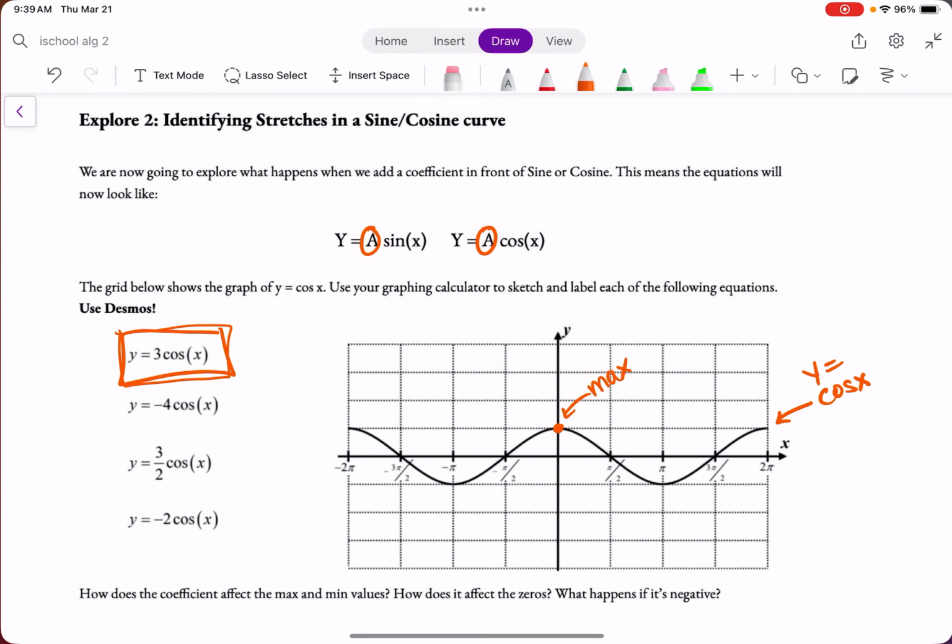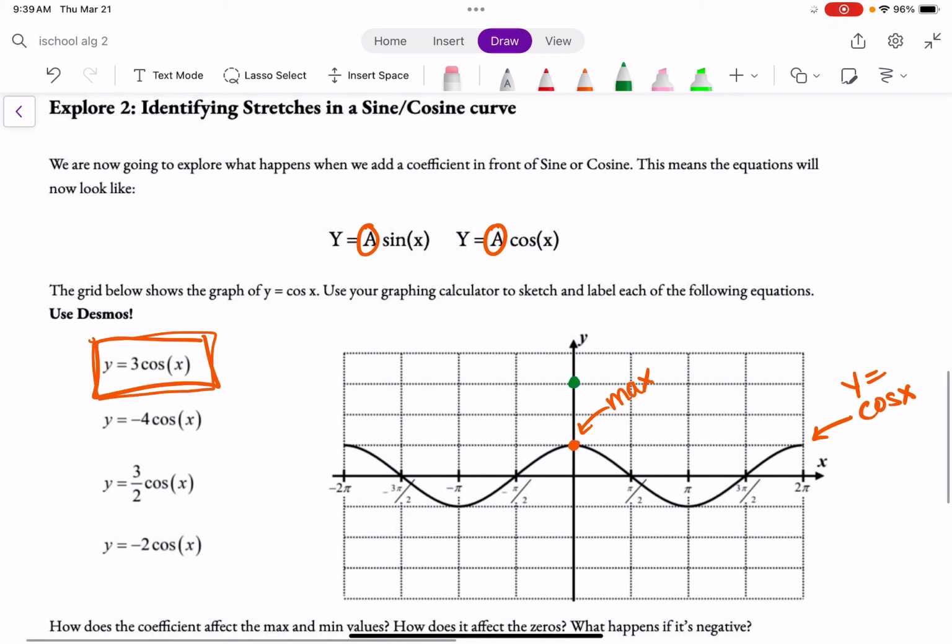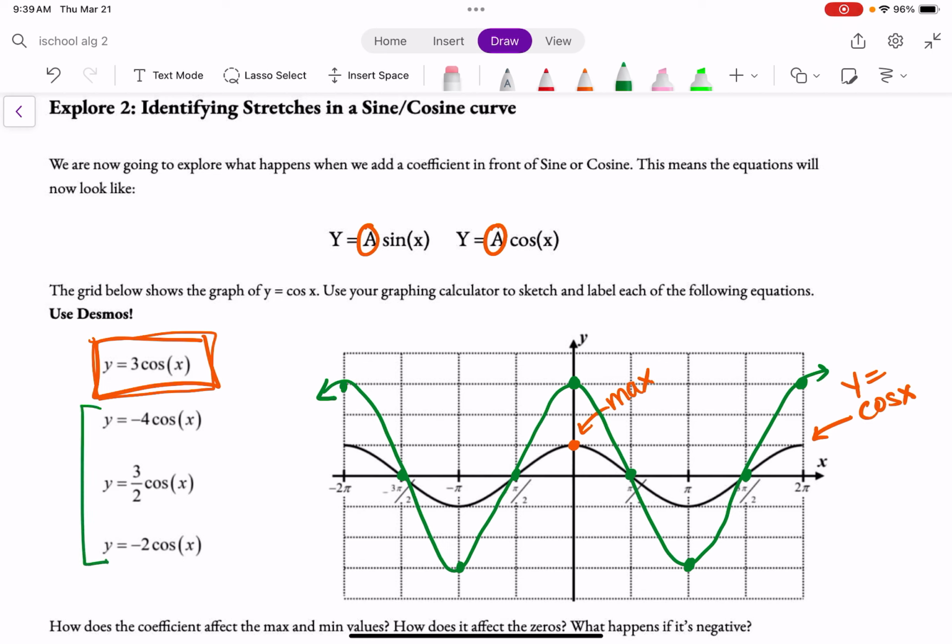So I'm going to graph that here. So 3 cosine x starts at a max at 3, then it went to a 0, then it went to a min at negative 3, and then a 0, and then a max. And then I can repeat the same pattern, right? So here is now the graph of 3 cosine x, okay? So what I want you to do, I'm going to end the video, but ask questions if you need help, is now keep graphing these other ones on the same graph, okay?